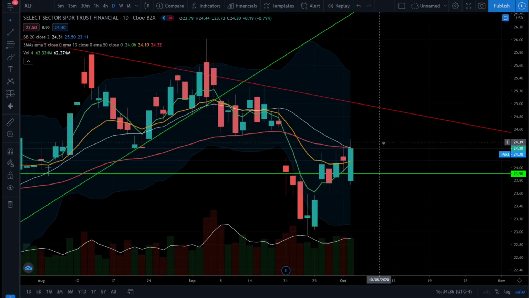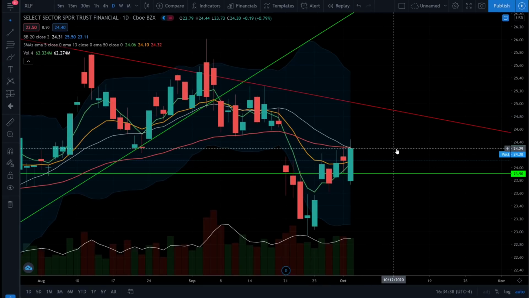So we'll keep an eye on the financials, but we are seeing some positive gains in the financials, and we would like to see this gap close, which is up here around the $24.6 level, and we would like to see that higher high form on the financials.